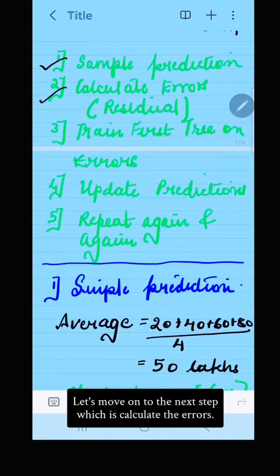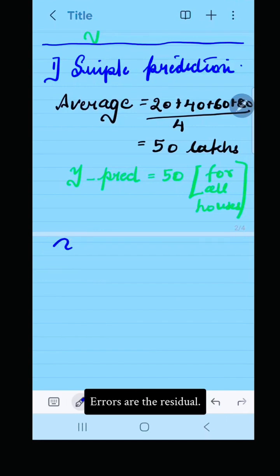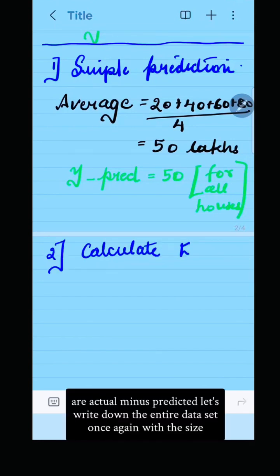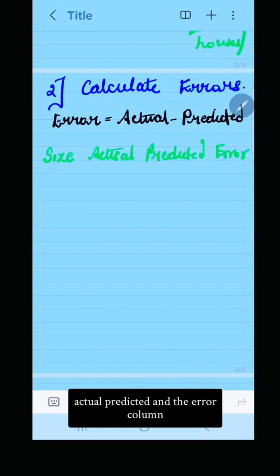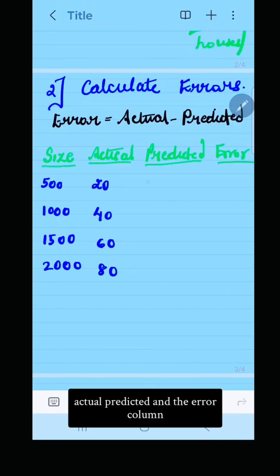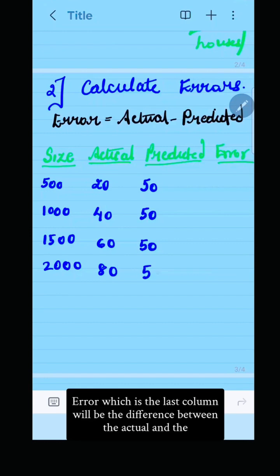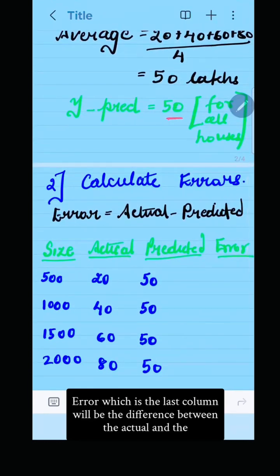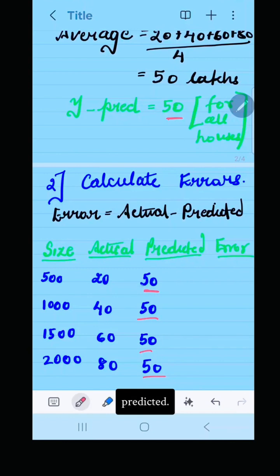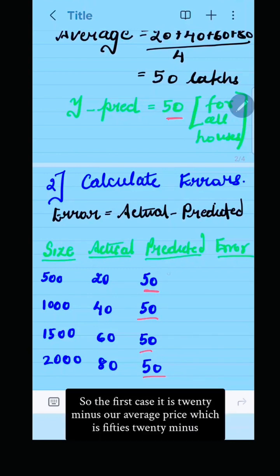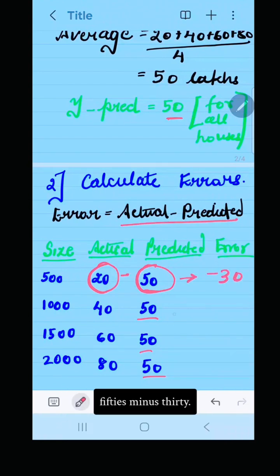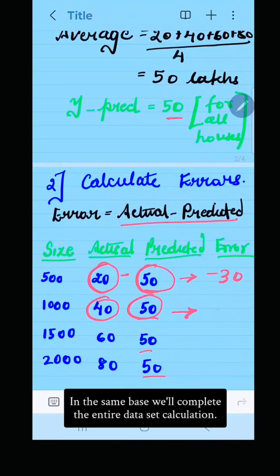Let's move on to the next step, which is calculate the errors. Errors are the residuals. Errors are actual minus predicted. Let's write down the entire data set once again with the size, actual, predicted and the error column. Error, which is the last column, will be the difference between the actual and the predicted. So in the first case, it is 20 minus our average price, which is 50. 20 minus 50 is minus 30. In the same way, we'll complete the entire data set calculation.